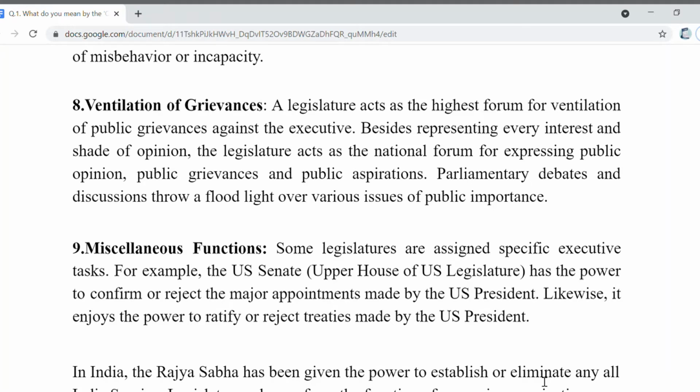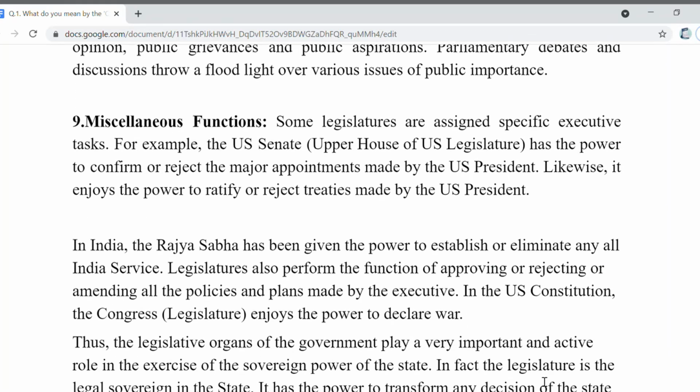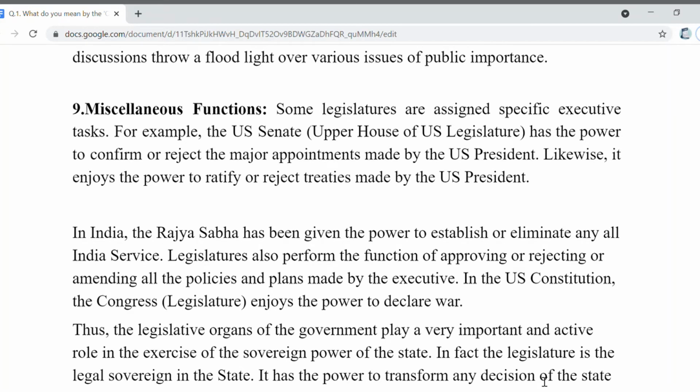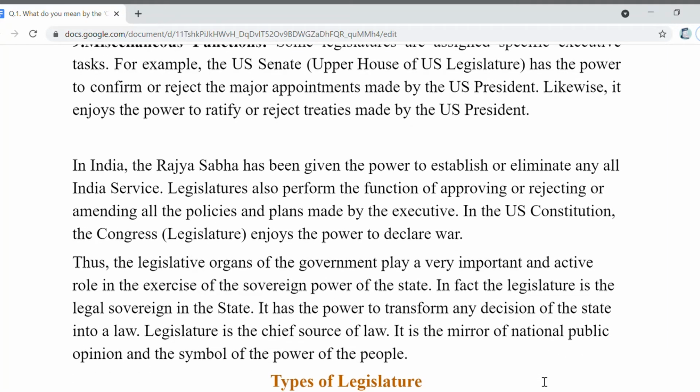Miscellaneous functions जो थे legislature के हैं that is assigned specific executive tasks, जैसे US Senate has the power to confirm or reject the major appointments. जो major appointment किए गए हैं वो confirm और reject करने का power भी उन्हीं के पास होता है. And in India राज्यसभा has been given the power कि कैसे establish और eliminate करना है कोई भी all India service को. Legislature perform करता है वो सब फंक्शन जो अप्रूव और रिजेक्टिंग में होता है, अमेंडिंग ऑल द पॉलिसीज एंड प्लान्स मेड बाय द एग्जीक्यूटिव. सो जो अमेंडमेंट्स जो पॉलिसीज एग्जीक्यूटिव करते हैं प्लान वो लेजिस्लेचर के पास उसको पावर है वो रिजेक्ट करने की या अप्रूव करने की. तो रिजेक्टिंग एंड अप्रूविंग का जो पावर है वो लेजिस्लेचर्स के अंडर होता है.